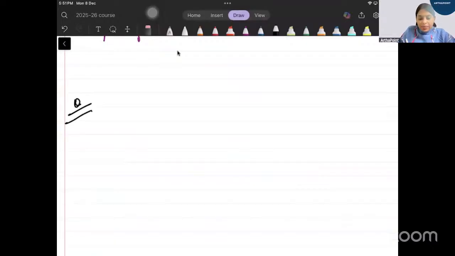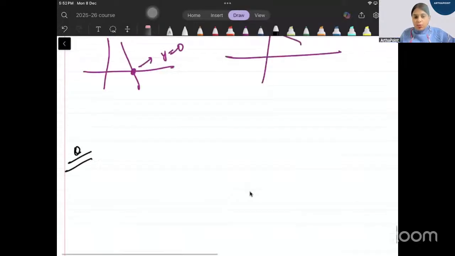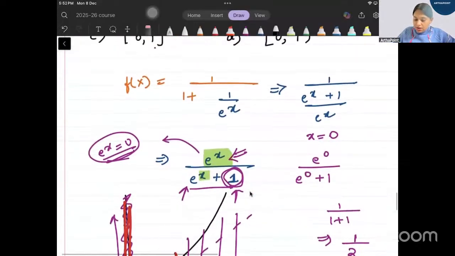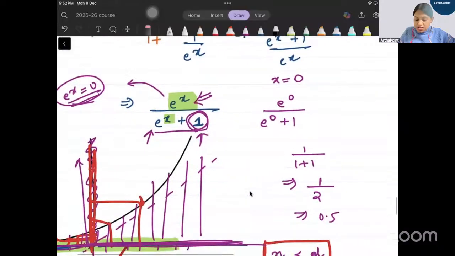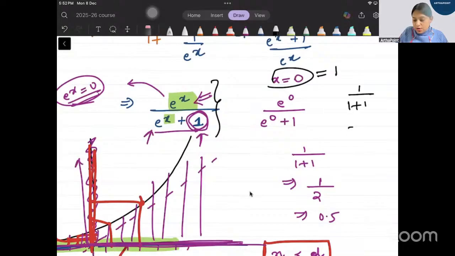Although it's a limit question, I'm just including this here. If x is 0, isn't it 1 by 1? No, I just showed you, no? If x is 0, in this function, anything to the power 0 is 1. So it will be 1 upon 1 plus 1. That means it will be 1 by 2.